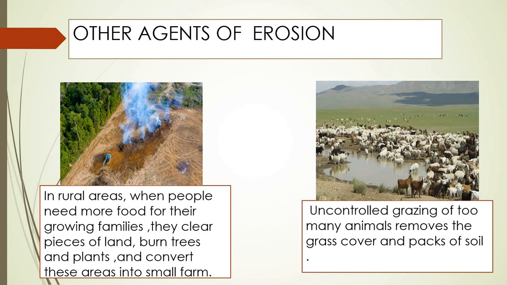Uncontrolled grazing of too many animals removes the grass cover and packs the soil more. A study made on soil in the forest and grazing ranges shows that a 614 kilogram grazing animal, such as a carabao, exerts 16.8 Newton per centimeter of pressure in the soil. Wandering animals increase the pressure in the soil 2 to 4 times.